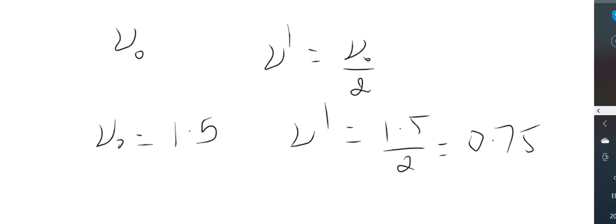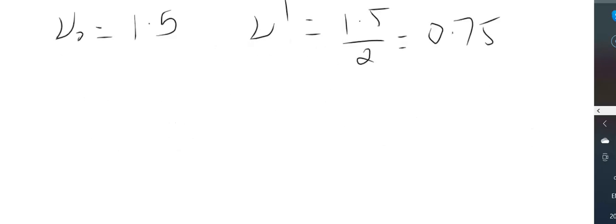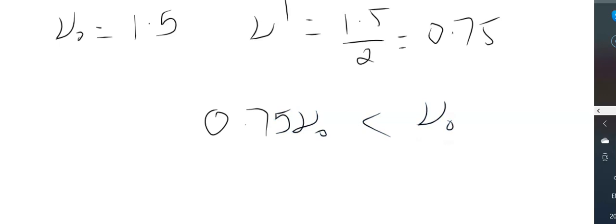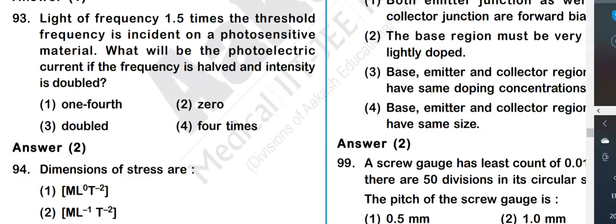Now you can see that 0.75 nu 0 is lesser than the threshold frequency nu 0. So therefore the photoelectrons will not be emitted and hence there will be no photoelectric current. So the photoelectric current will be 0. So option 2 is the correct answer.